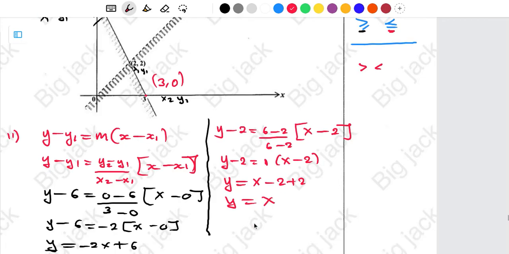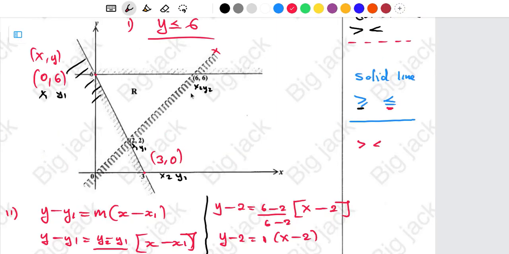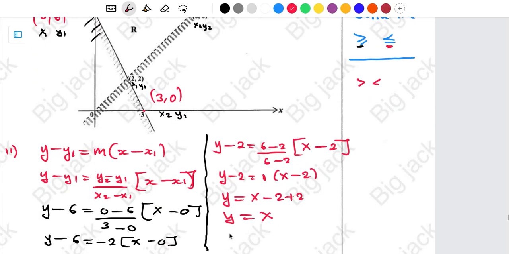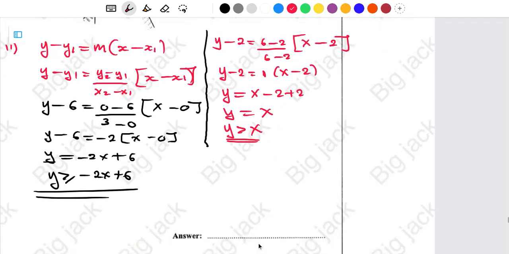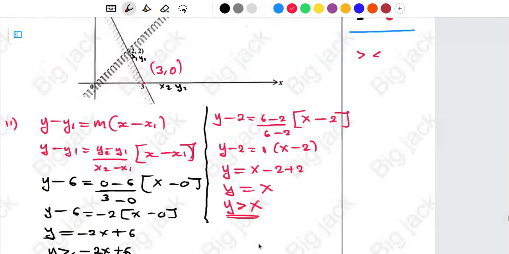But remember, according to what we have here, if what is defining this line is y, the part which is not shaded here is greater than, isn't it? Because the part which is shaded here is less than. So the part which is not shaded here is greater than. So we are going to say y is greater than x. So this is going to be our third inequality. Then from there, we are done answering this question.